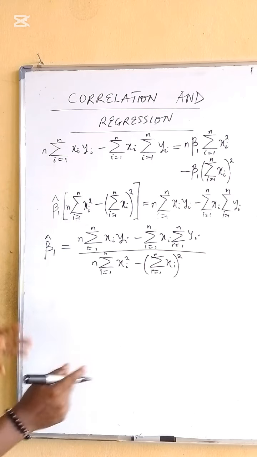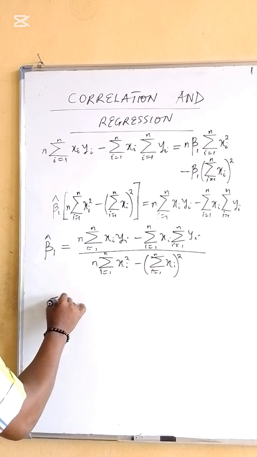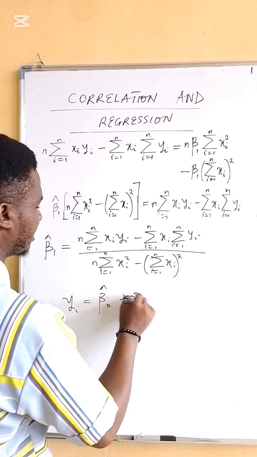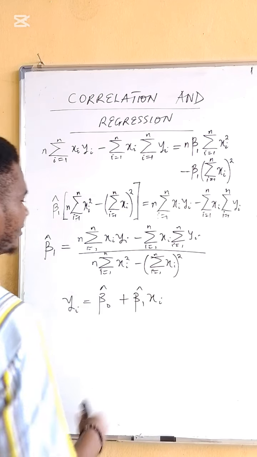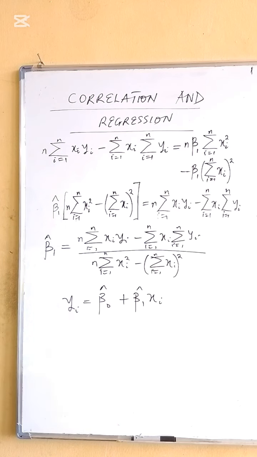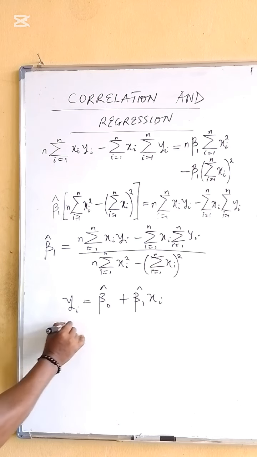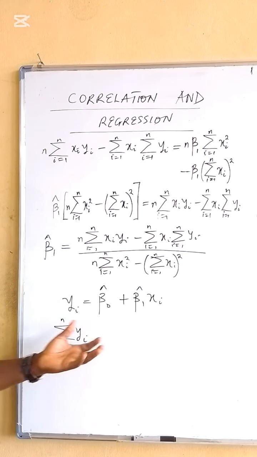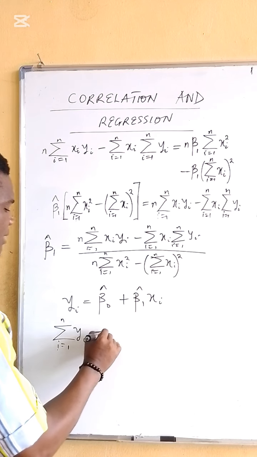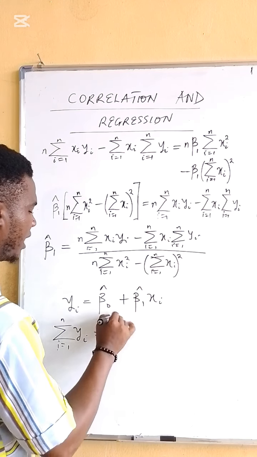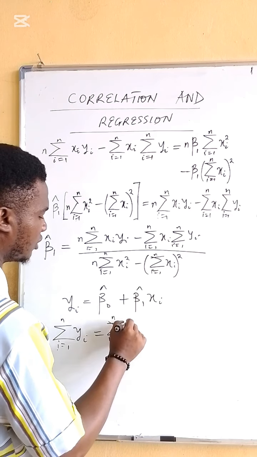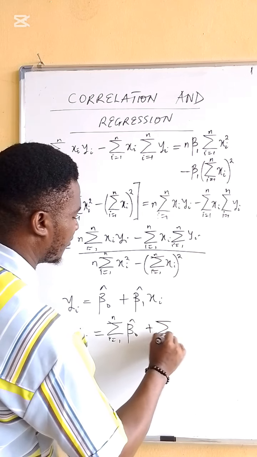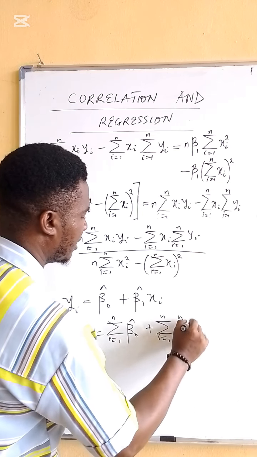So to obtain beta naught, all we have to do is to recall this equation: yi equals beta naught cap plus beta 1 cap xi, assuming that this is the fitted model. Now, if this is the fitted model, one can actually do this. Take summation from i equals 1 to n of yi on the left-hand side, and this would imply taking summation from i equals 1 to n of beta naught cap, and this, which would mean taking summation from i equals 1 to n of beta 1 cap xi.